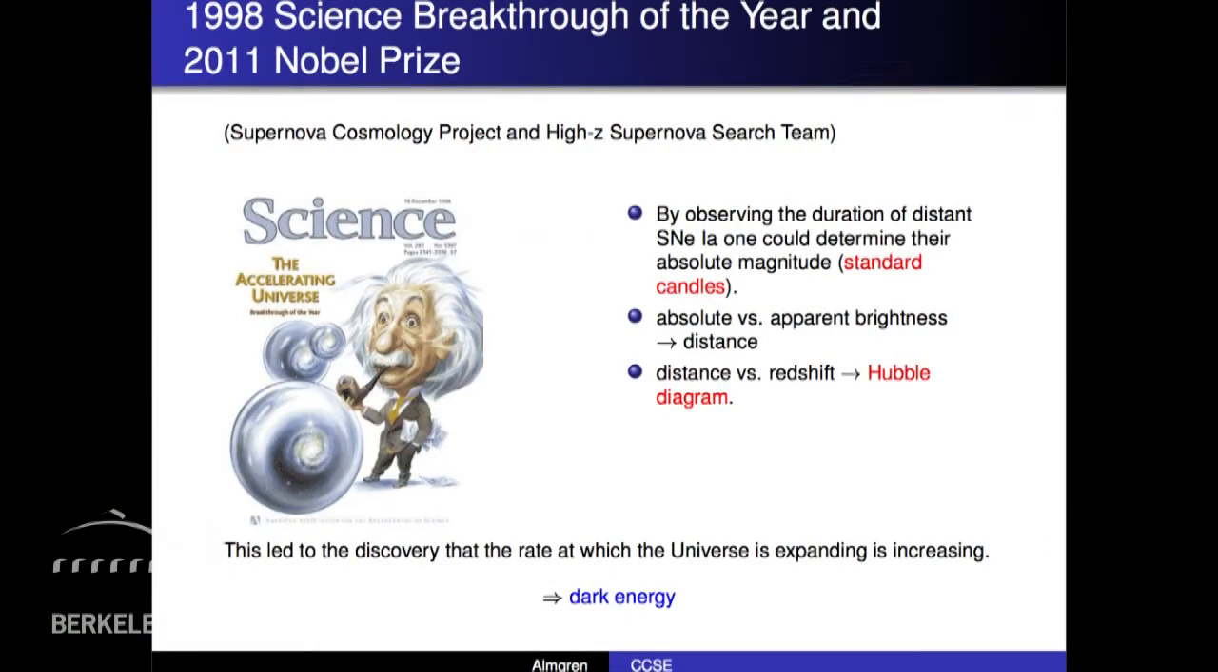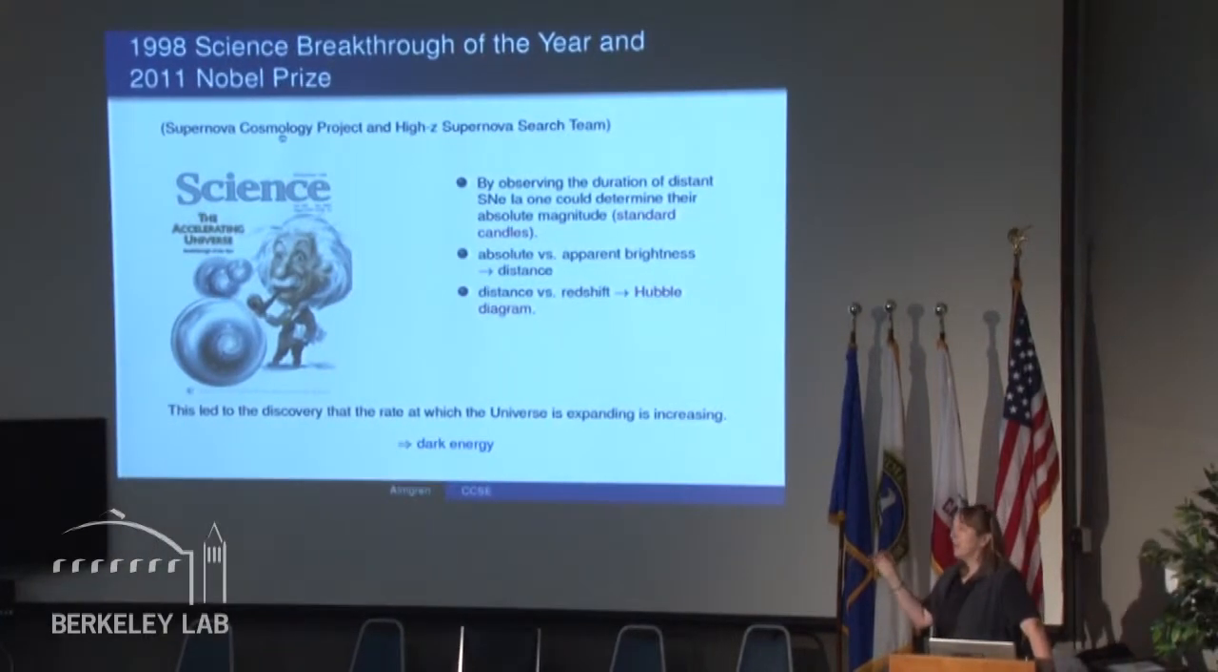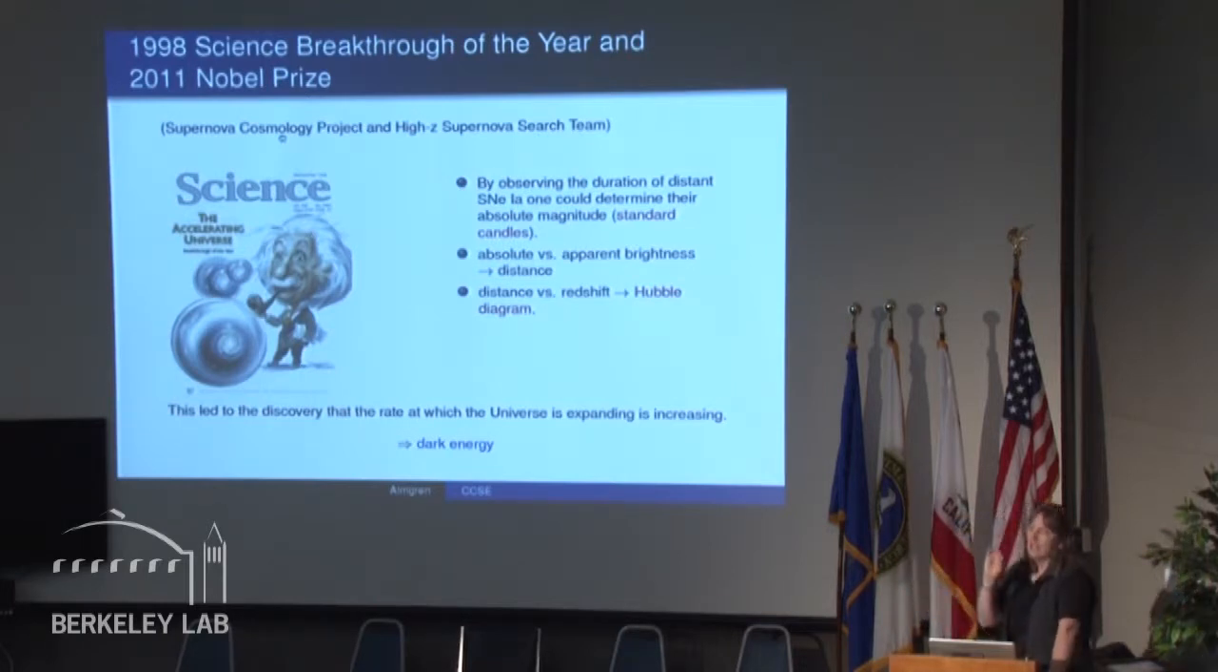This is the whole supernova project, the Supernova Cosmology Project and the High-Z Supernova Search Team. I'm trying to give the credit where credit's due. This is the very short cartoon version. If you believe that all supernovae are the same, there's a way of mapping the duration to the absolute magnitude. If you know the absolute magnitude and you know the observed magnitude, the apparent brightness, then you know the distance. You know how far away it is.